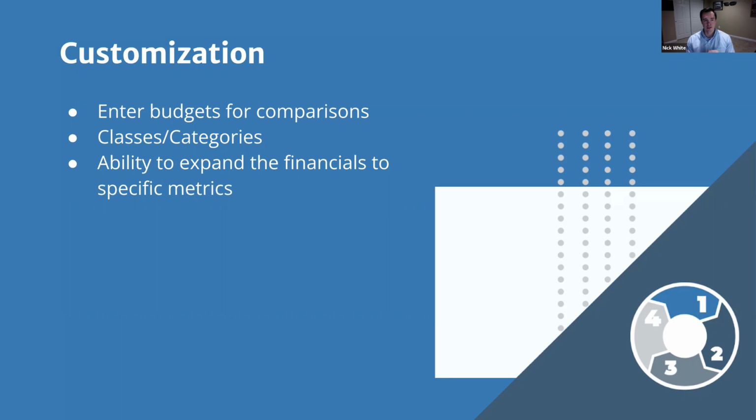And then expanding the financials to specific metrics. So in a lot of accounting packages, you can pre-code it to get your current ratios, quick ratios, and that's just really giving you a percentage rate of where your liquidity needs are, things like that.